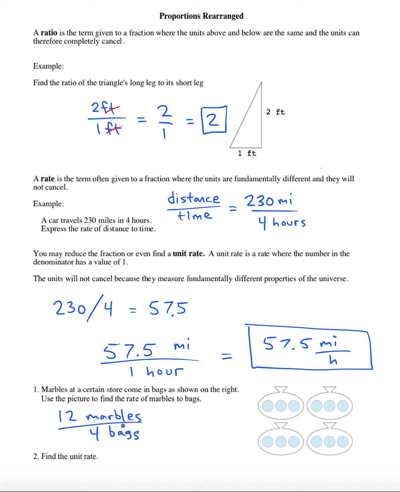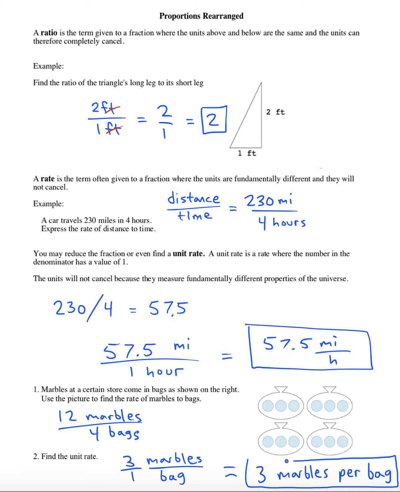To get the unit rate, we want to divide and reduce the fraction to 3 over 1 marbles per bag. And we can simplify it to just 3 marbles per bag. That's a unit rate where no number in the denominator is necessary because it's assumed to be a 1.